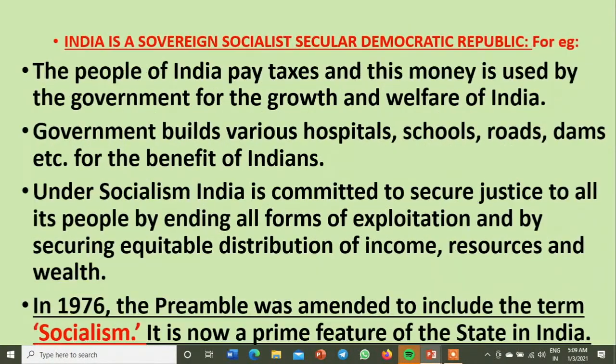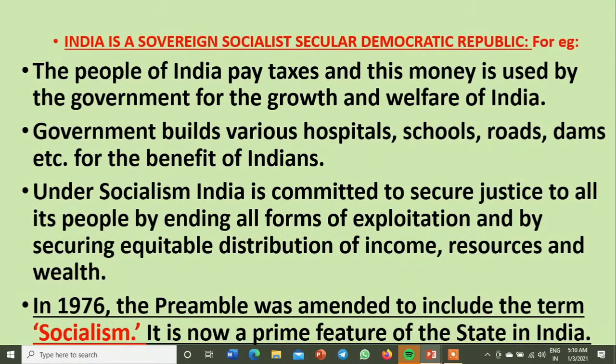Next is socialist. Now I will talk about socialism. The people of India pay taxes and this money is used by the government for the growth and welfare of India. Now money is taken from people and it is invested on the people. So what is it? It is socialism. The government builds various hospitals, schools, roads, dams, etc. for the benefit of the Indians.